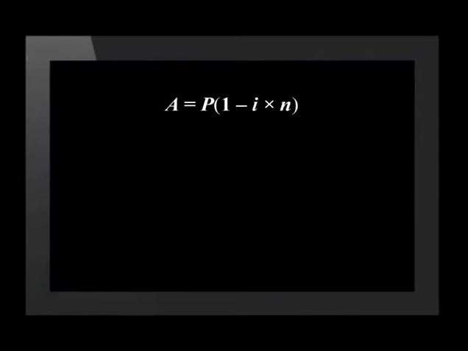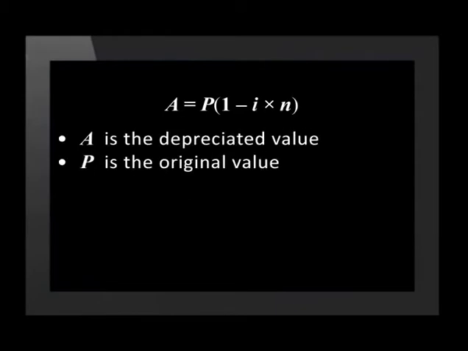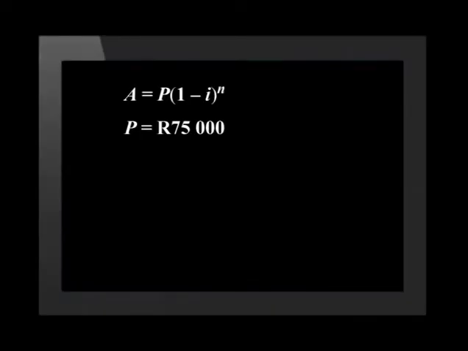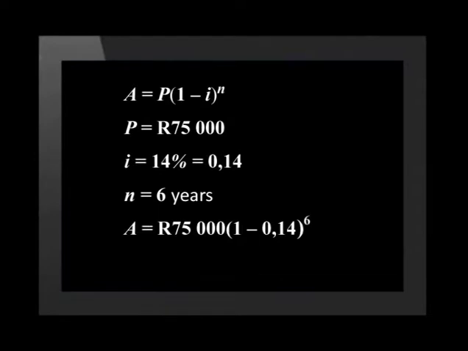Let's look at the formula for compound decay again. A is equal to P times (1 minus I) to the power of N, where A is the depreciated value, P is the original value, I is the rate of decay, and N is the time measured in years. Now to work out the answer. P is equal to 75,000 Rand, I is 0,14, and N is equal to 6 years. A is equal to 75,000 times (1 minus 0,14) to the power of 6.